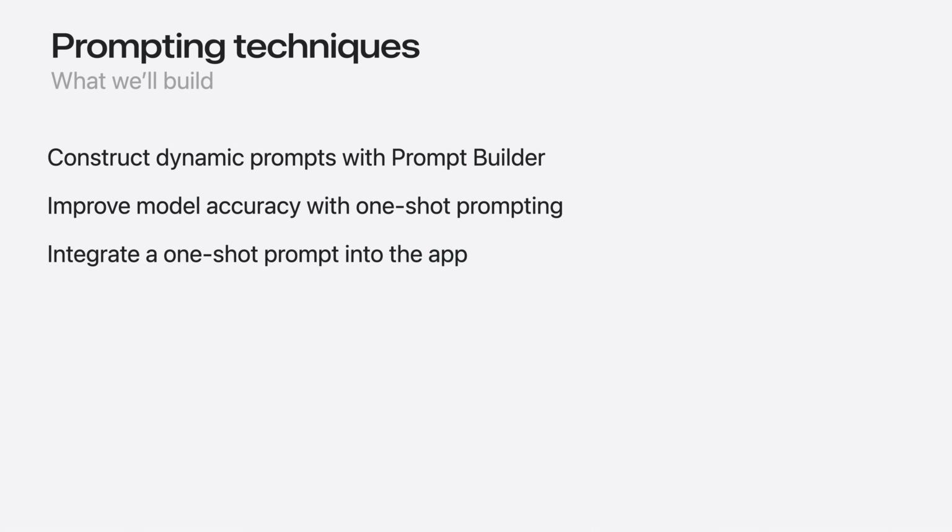So in this chapter, we'll be focusing on improving the quality of our generated content. We'll start again in the playground by using the Prompt Builder API to create more dynamic prompts. Then we'll explore one-shot prompting by providing a high-quality example in the prompt to improve the model's accuracy. Finally, we'll integrate what we learned into our app's itinerary generator. Let's head on over to our code along guide.